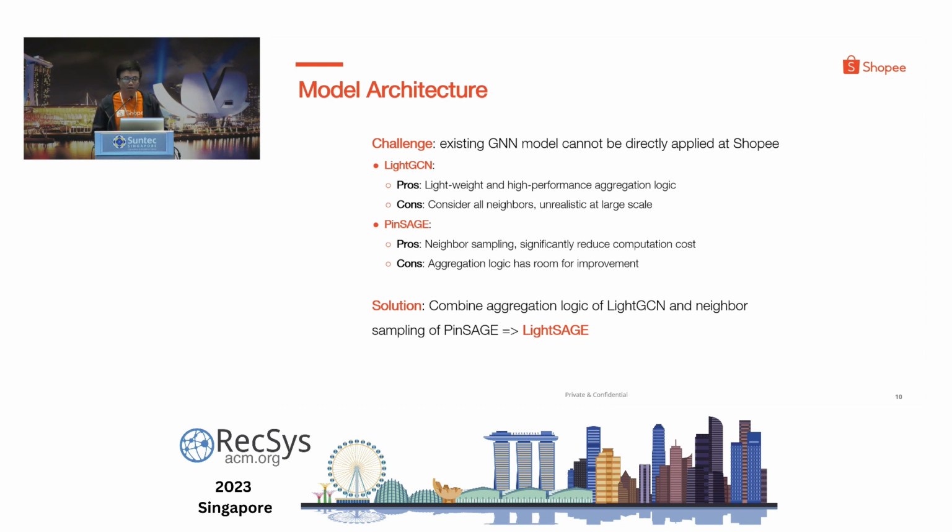The challenge is there has been a lot of research on GNN architecture, but not all of them are applicable in real life scenarios and scalable. The two most popular models are GraphSAGE and PinSAGE. GraphSAGE is well known for its efficient aggregation logic. However, it is not realistic to apply in real life because it considers all neighbors. Meanwhile, in real life, one node can have thousands of neighbors.